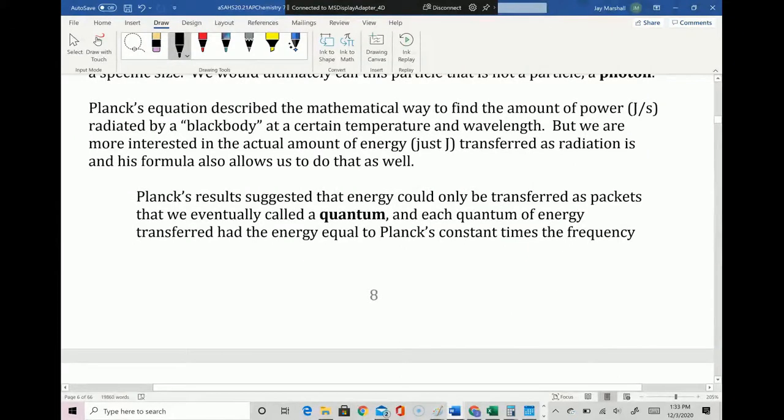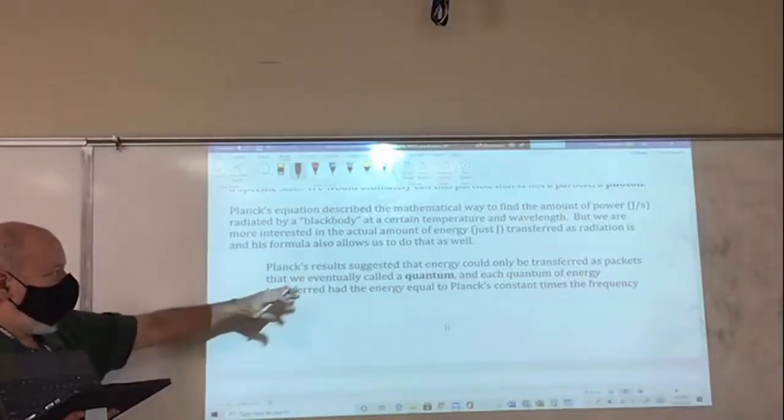Now, Planck's equation described the mathematical way to find the amount of power radiated by a black body at a certain temperature and wavelength. But we're more interested in the actual amount of energy itself, just the joules. We're not interested in the power that was transformed or released. We're interested in just how much energy, period, is released. And his formula allows us to do this as well.